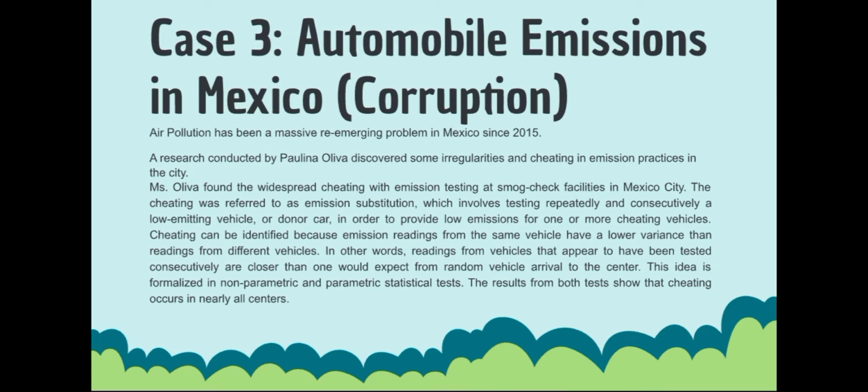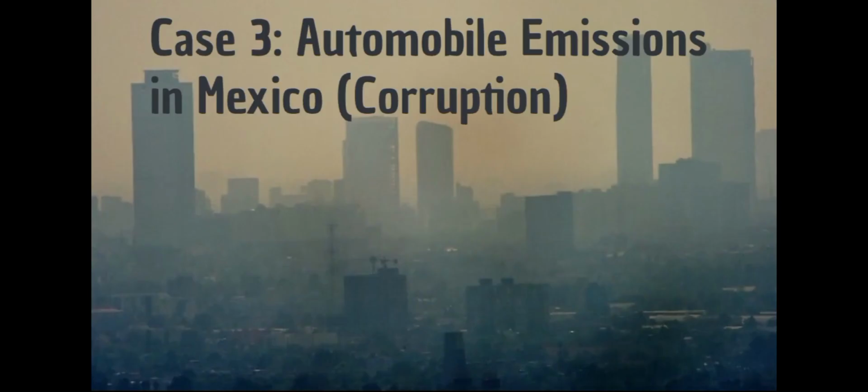The cheating can be identified because emission readings from the same vehicle have a lower variance than readings from different vehicles. In other words, readings from vehicles that appear to have been tested consecutively are closer than one would expect from random vehicles arriving at the center. This idea is formalized in non-parametric and parametric statistical tests. The results from both tests show that cheating occurs in nearly all centers. So this is widespread corruption that's happening in Mexico.